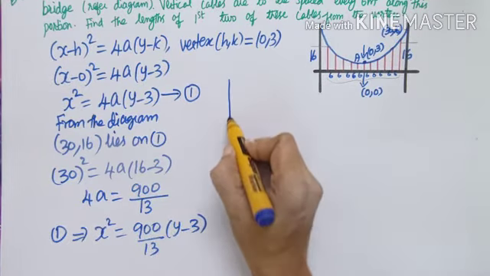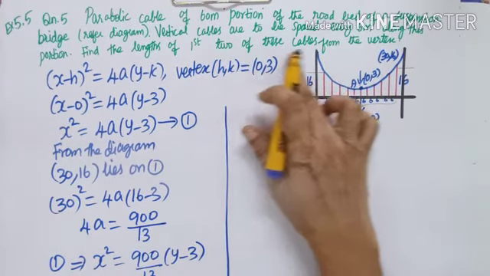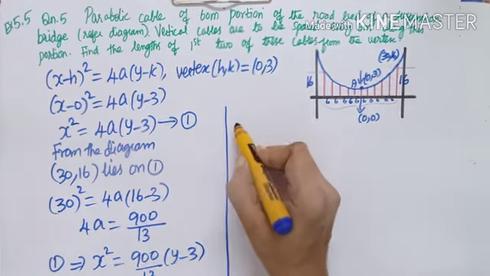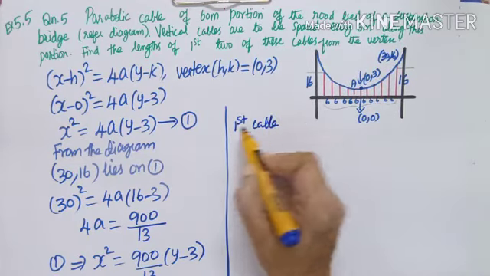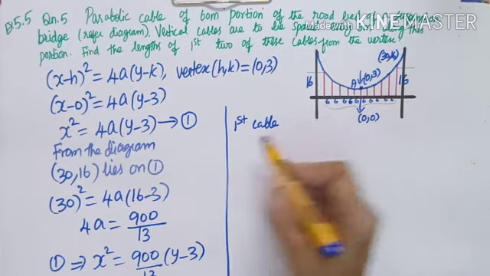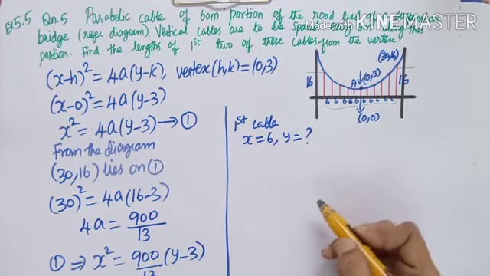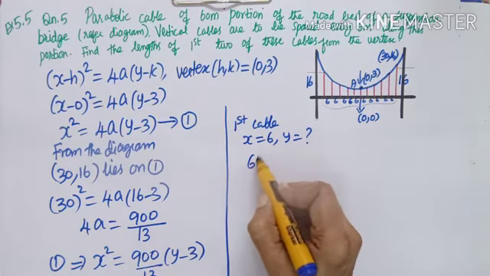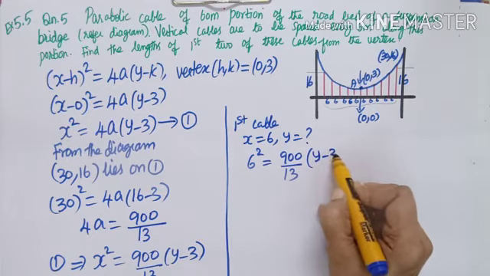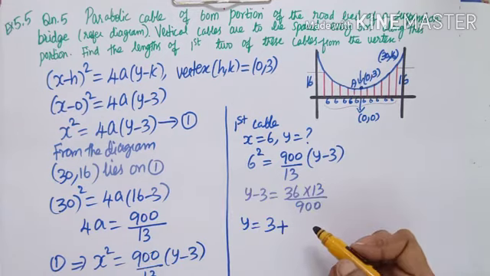Now, what is the question? We need to find the lengths of the two of these cables from the vertex. From the vertex, first cable, let me say. Each cable, they have given 6 meters spacing. So, first cable, x value will be 6. What is y value? Putting it in the equation, 6 square equals 900 by 13 into y minus 3. Cross multiplying and simplify, what is y.